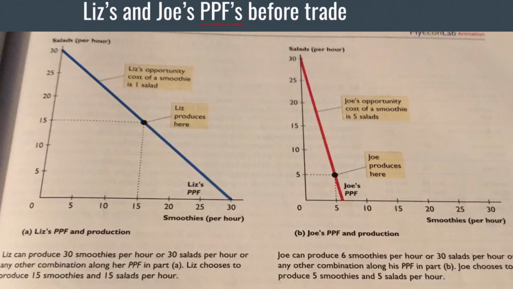So this is Liz and Joe's production possibilities frontier before trade. You can see Liz can produce 30 smoothies per hour or 30 salads per hour, or any combination along the PPF. They're shown by the two endpoints on the PPF. But she decides to produce 15 smoothies and 15 salads per hour. On the other hand, this shows Joe's PPF, in which he produces 30 salads per hour or only 6 smoothies in an hour, which is shown by the endpoints, or any combination on the PPF. But he decides to produce 5 units of salads and 5 units of smoothies.